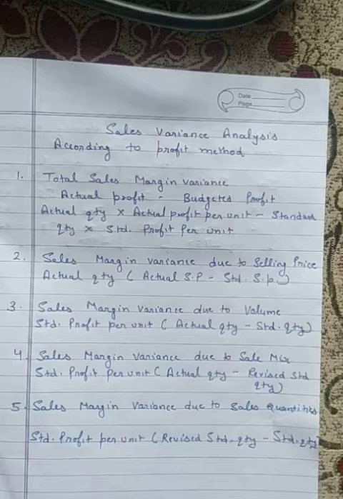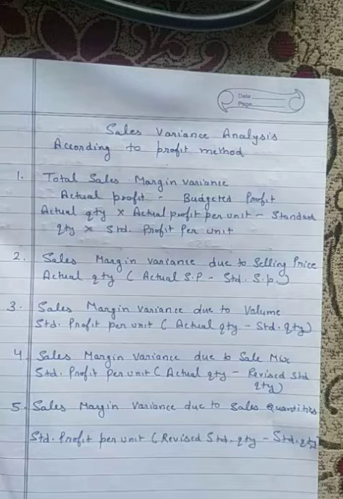And in this lecture, I will discuss with you the profit method of the sales variance analysis. First of all, where can you apply this profit method to calculate the sales variance? If you want to calculate the sales variance according to the profit method, first of all, you must have the cost per unit. You have to calculate the profit per unit, then you can apply this profit method of the sales variance analysis. Now under the profit method, we will calculate these five variances.